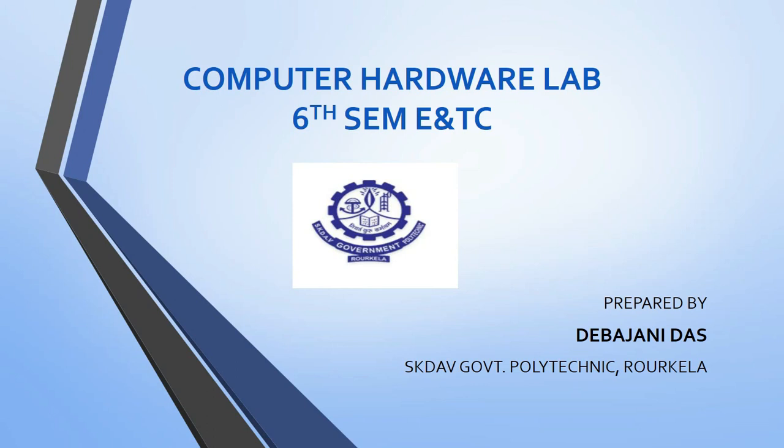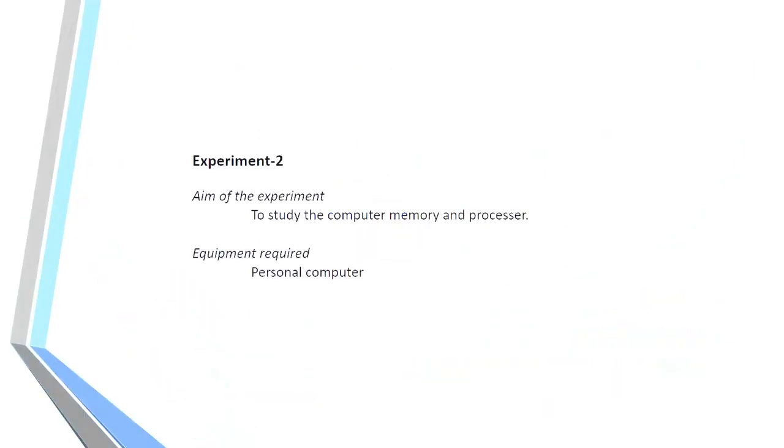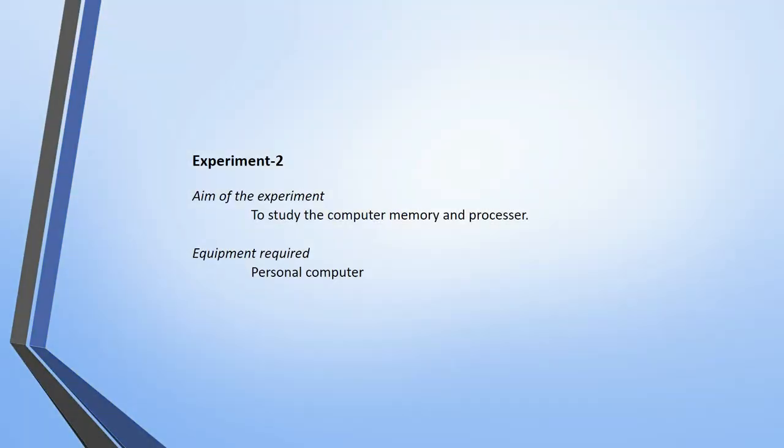Today we will discuss the next experiment, that is experiment number 2. So let's start with the second experiment. Experiment number 2. The aim of the experiment is to study the computer memory and processor. The equipment required is your personal computer.